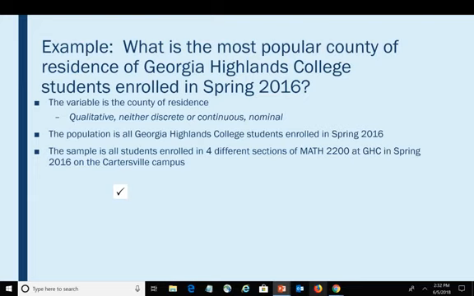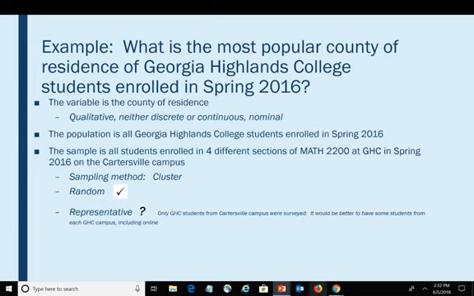The sample that I used is all students enrolled in 4 different sections of Math 2200 at Georgia Highlands College in spring 2016 on the Cartersville campus. If we think about the sampling technique that I used, this would actually be the cluster method because I used all the students within 4 different groups. It is random. There is some question about whether it would be representative since we only used students from the Cartersville campus. It would probably be better if I had some students from all of the campuses, including online.